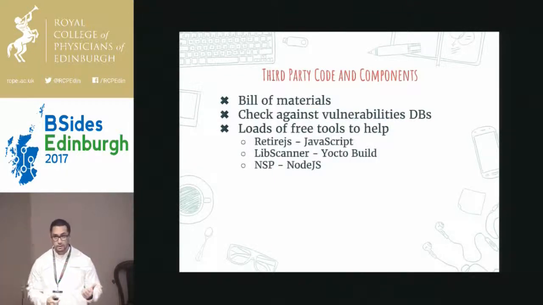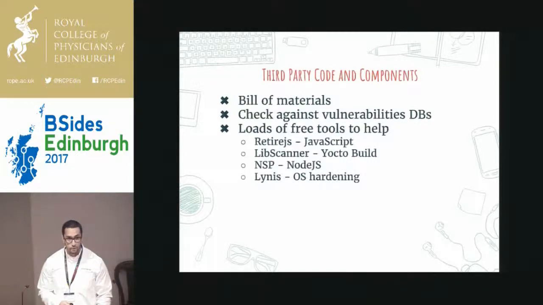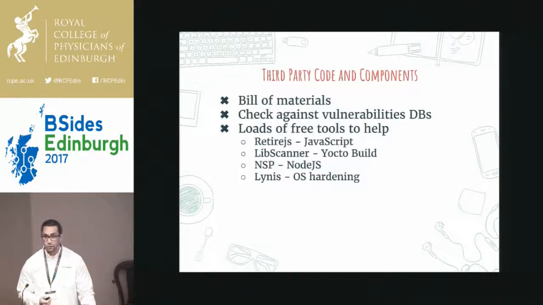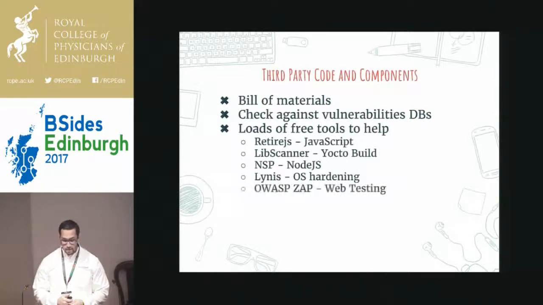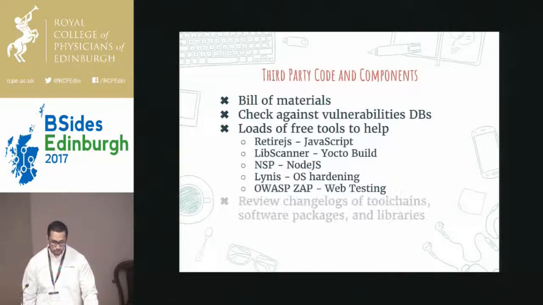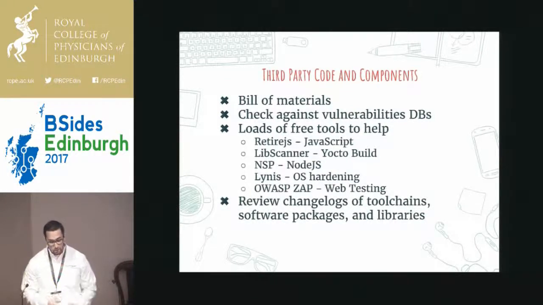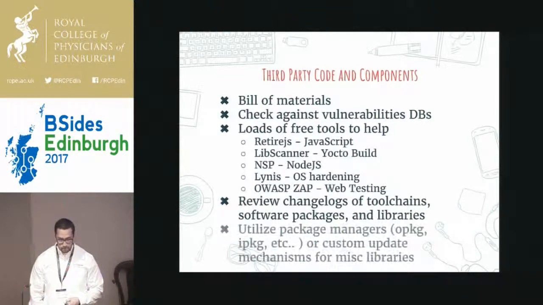You can use NSP for Node.js, and Lynis. I don't know if you guys have heard of that; it's a free tool for hardening, and it also checks for different kernel versions and whether CVEs are published for different libraries and kernels as well. And then for dynamic testing, say for web or mobile, you can use something like OWASP ZAP and use the REST API to scan every build. Again, in a CI environment, they're very easy to kick off. It's like sequential steps. And then again, review changelogs of toolchains, software packages, and libraries, and we talked about that with Buildroot and Yocto.